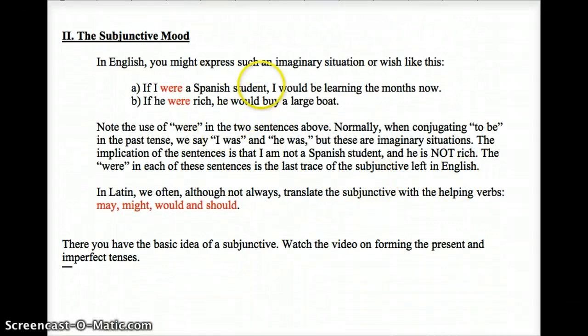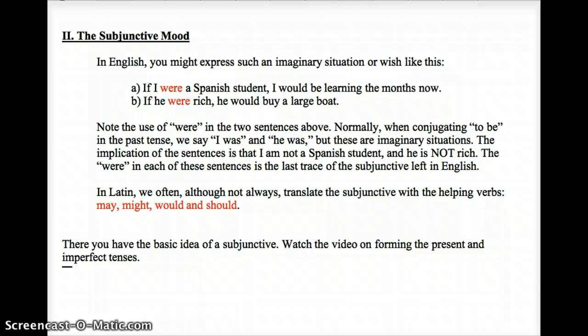In English, you might express an imaginary situation or wish like this. A: If I were a Spanish student, I would be learning the months now. And B: if he were rich, he would buy a large boat. Note that the use of were in the sentences above doesn't really correspond with how we normally conjugate the verb to be. Normally we say I was and he was, but in these imaginary situations we use were in each of these sentences.